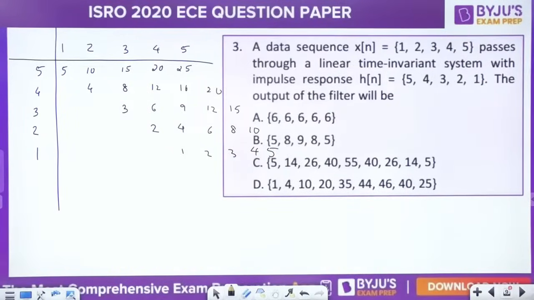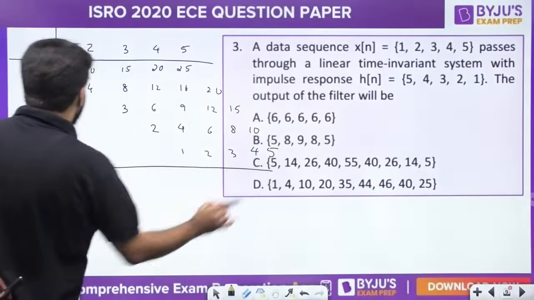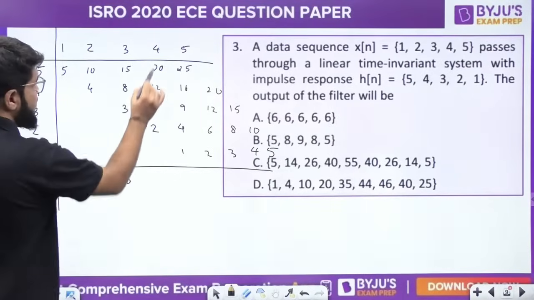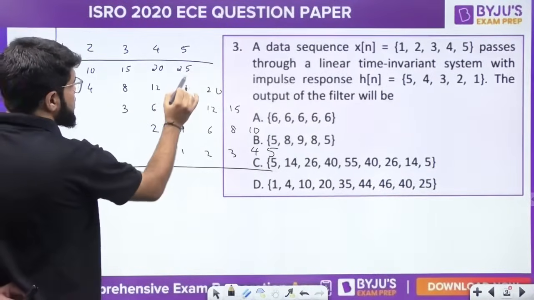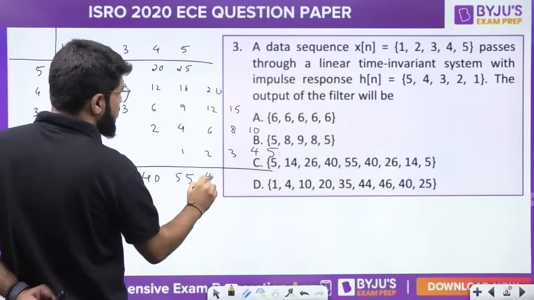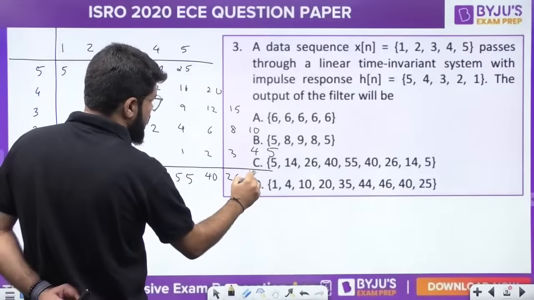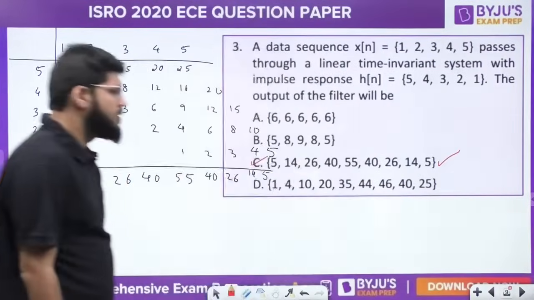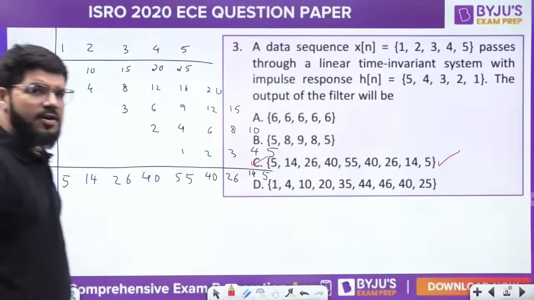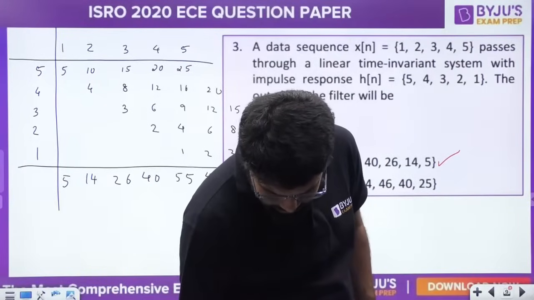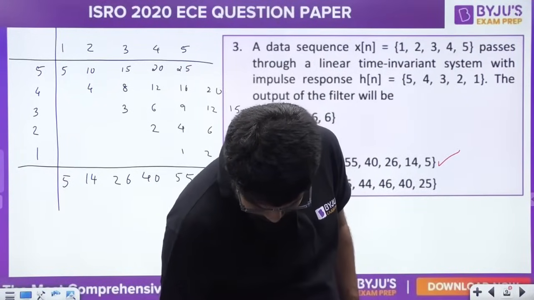Right. So just add up. 5, 14, this becomes 26, and then I have 32, 40. This is 41, 50, 55. The option has already matched. This is again 40, 26, 14, 5. So what is the correct answer? The correct answer is C. It's a basic convolution question, right everybody?